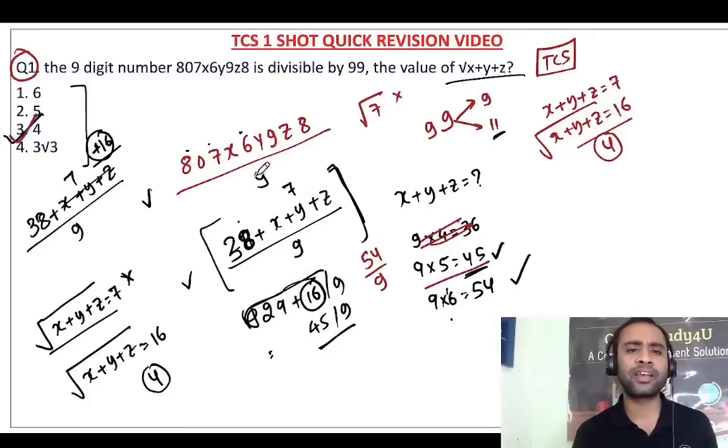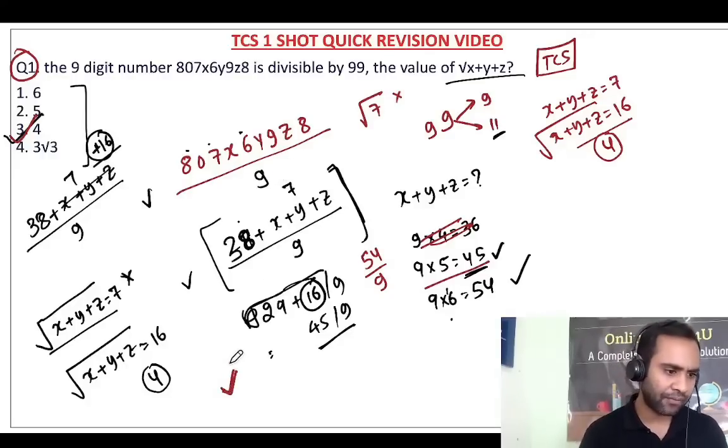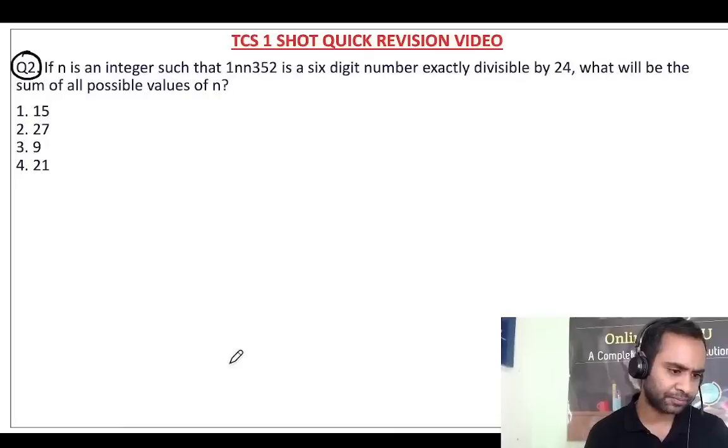See, we cancel it because it's of no use. We know 9 is divisible by 9. So what is the use of doing that? Right? Now clear for everyone? I explained it once again.